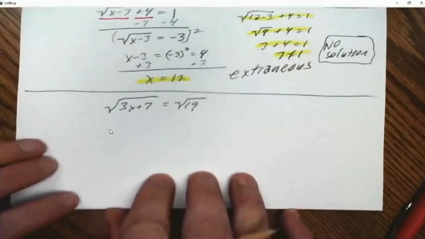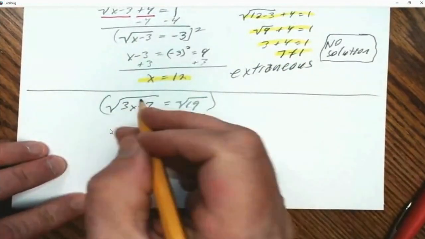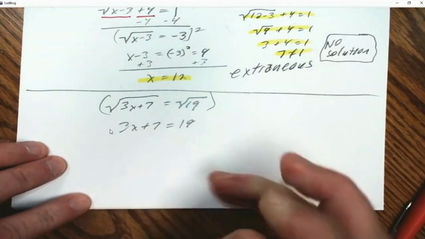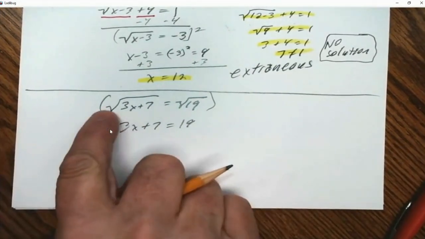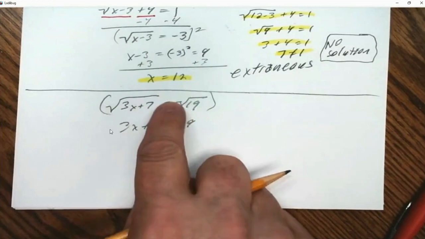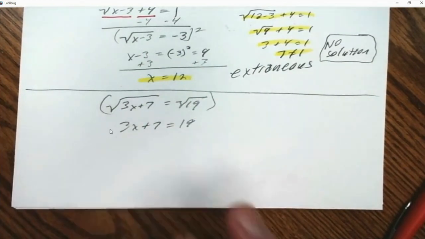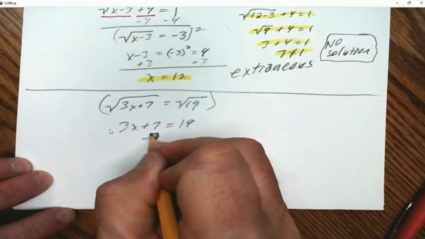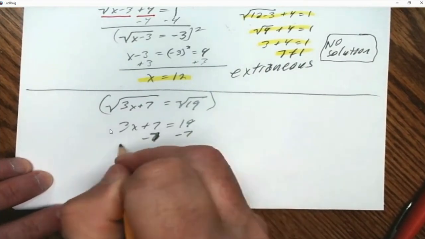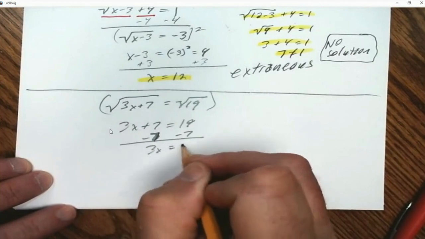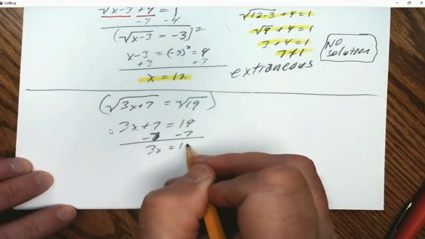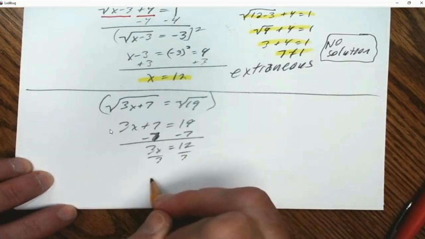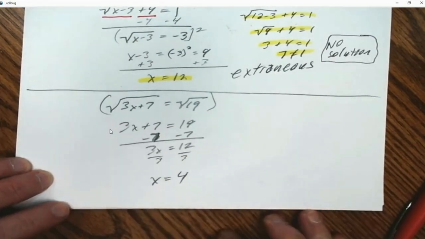Well, that should be all right, because if we square both sides, it should just be 3x plus 7 equals 19. Because if you square that, the square root goes away. We end up with just this equation. Minus 7, 3x equals 19 minus 7 is 12. Divide by 3, x equals 4.